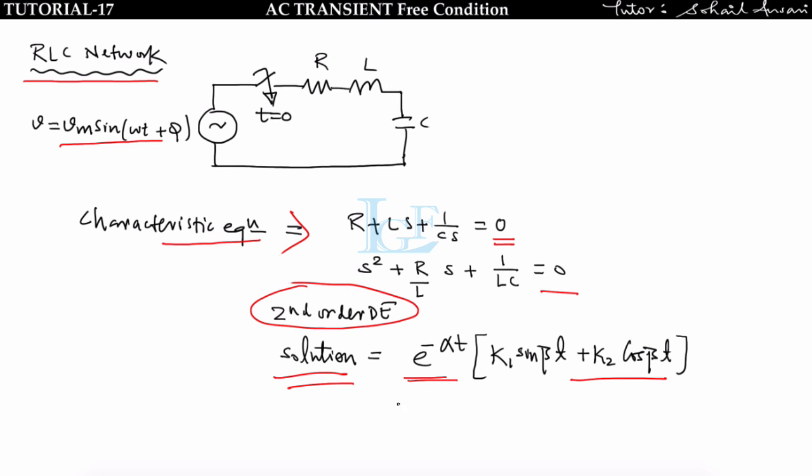Got it? So for any time t equal to t naught, you will not get a transient free circuit. If we evaluate k1 and k2 with initial conditions, then one will be a function of sine and the other will be a function of cos. So no time will satisfy both sine and cos equal to 0 simultaneously. So transient free condition is not possible in an RLC circuit.